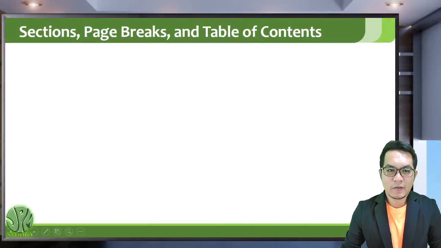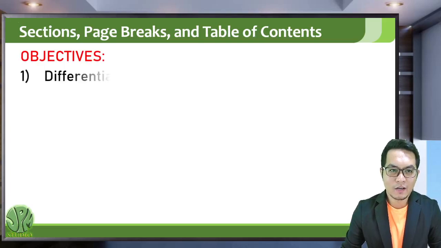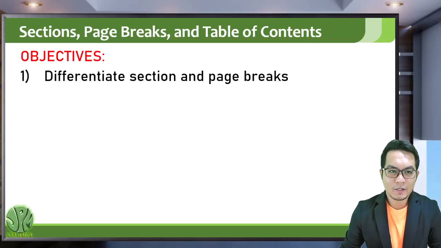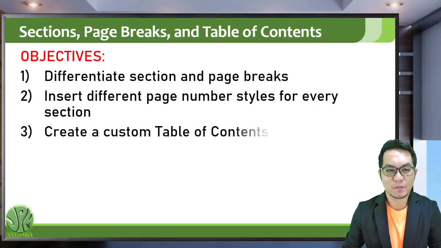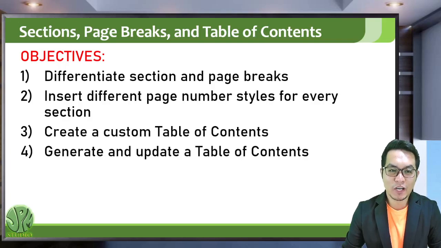So the objectives for this lesson are these. The first objective is to differentiate a section from a page break. At the end of the lesson, you will be able to insert different page number styles for every section, create a custom table of contents, and lastly generate and update a table of contents.